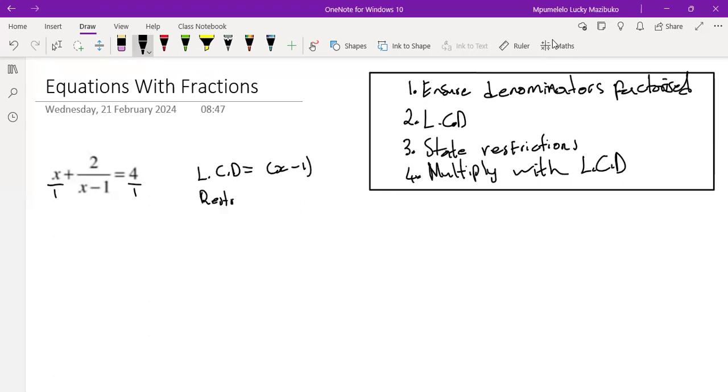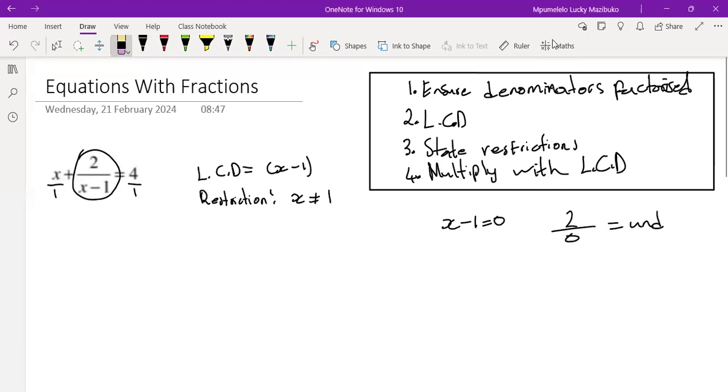My restrictions are that x cannot be equal to 1, because if x is equal to 1, then x minus 1 will be 0, and if x minus 1 is 0, 2 over 0 will be undefined, so we do not want this particular portion here to be undefined. So that's how you'll state your restrictions. Then the next step is to just multiply everything throughout with your denominator.